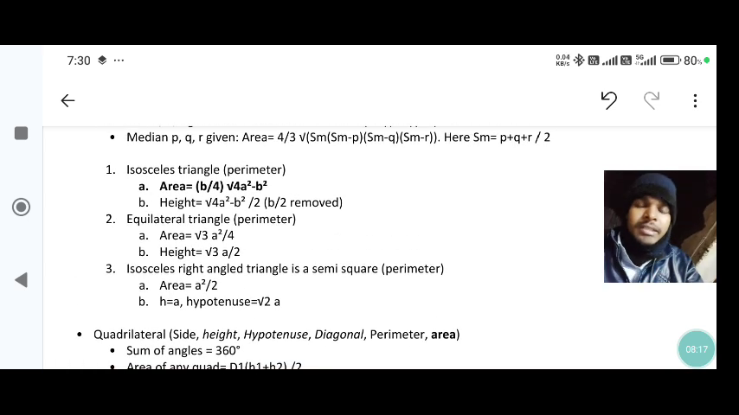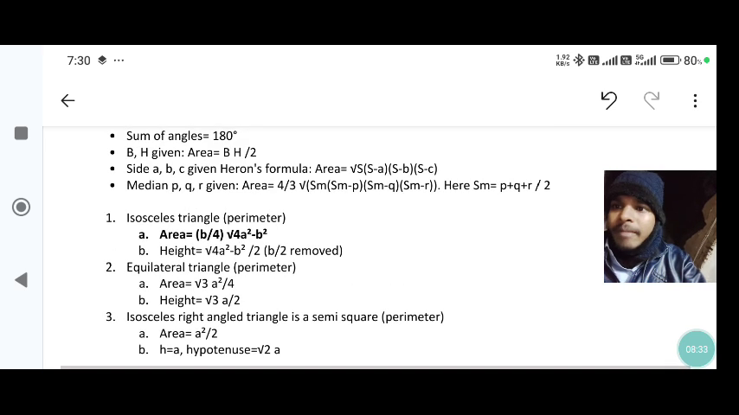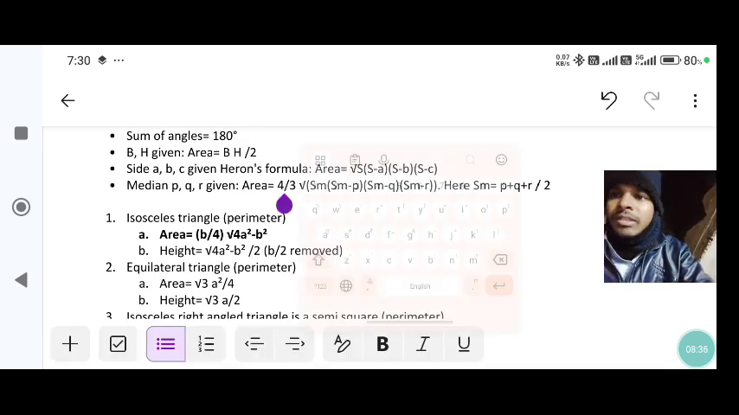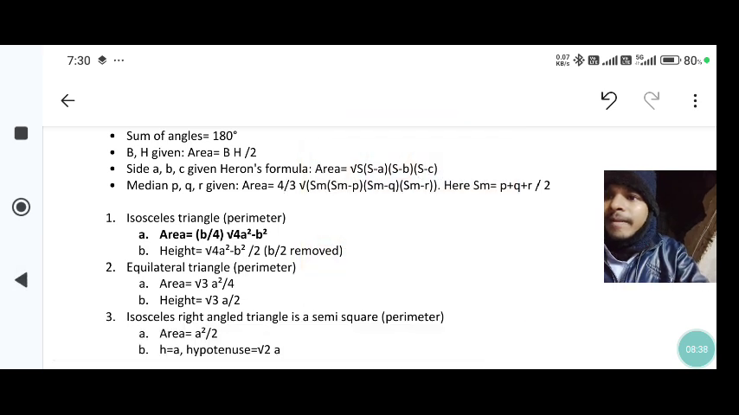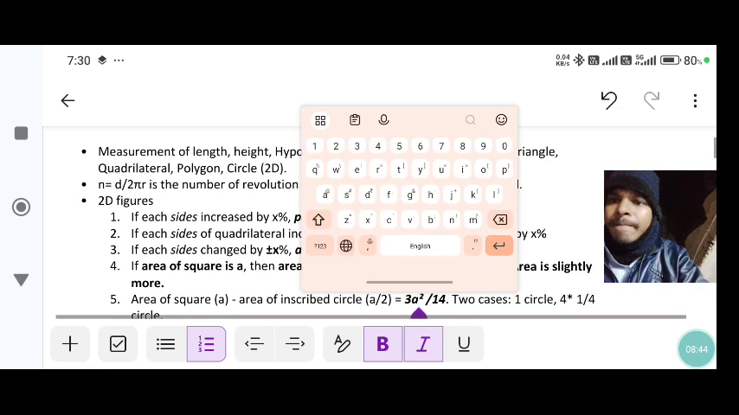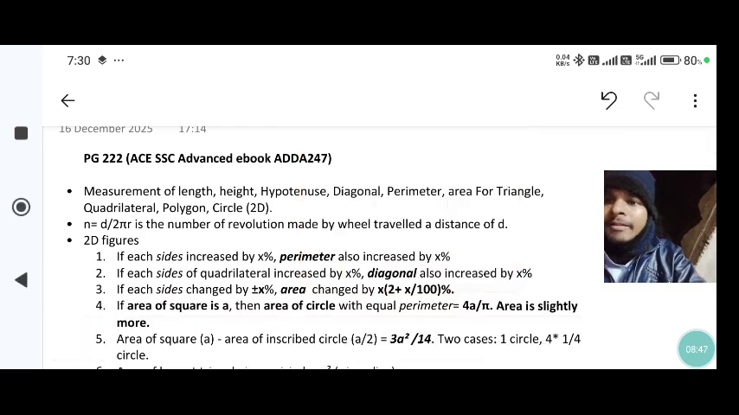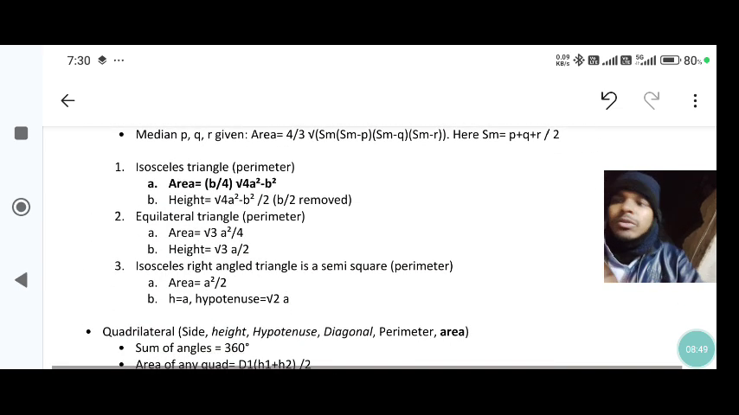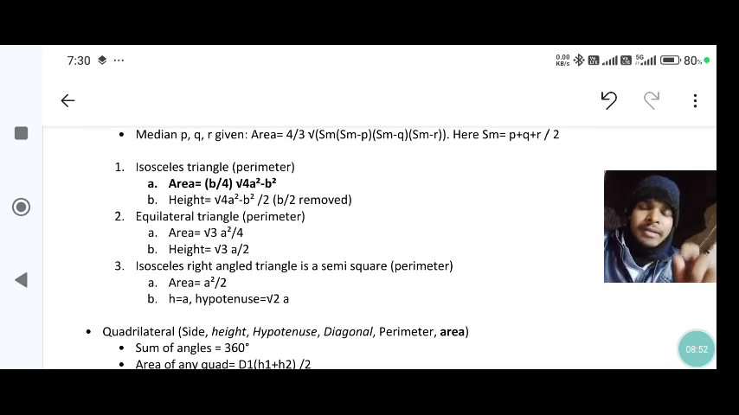For an equilateral triangle, perimeter is 3a and area will be root 3 by 4 into a square. It will be root 3a square divided by 4. And for height, it will be root 3a by 2. So the area of an equilateral triangle is root 3 by 4 a square.